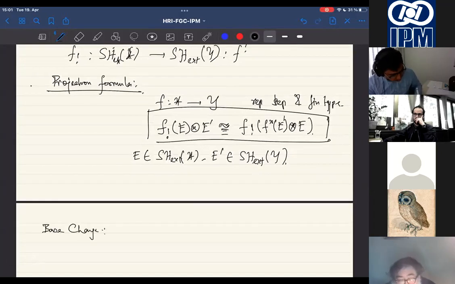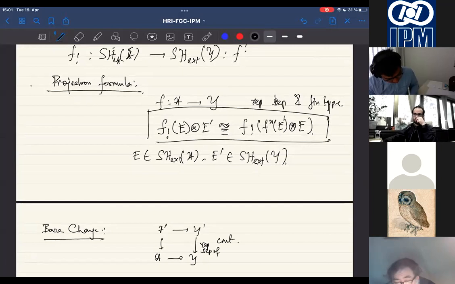So this is where I will end. We have X prime, Y prime, X and Y forming a Cartesian square, such that these are representable, separated, and of finite type.